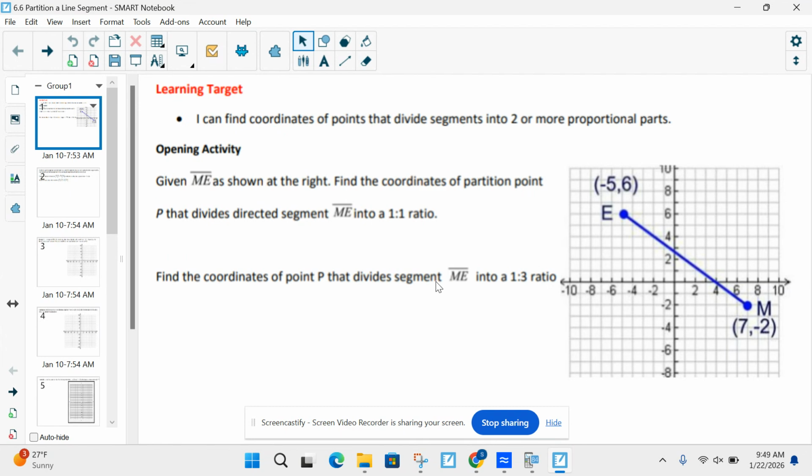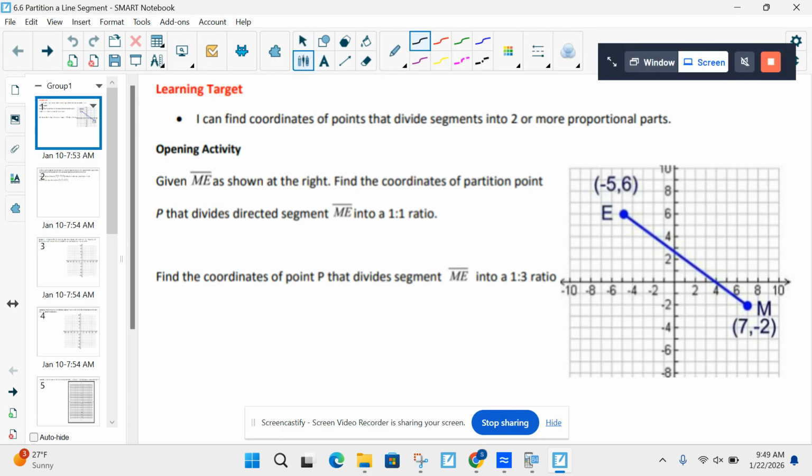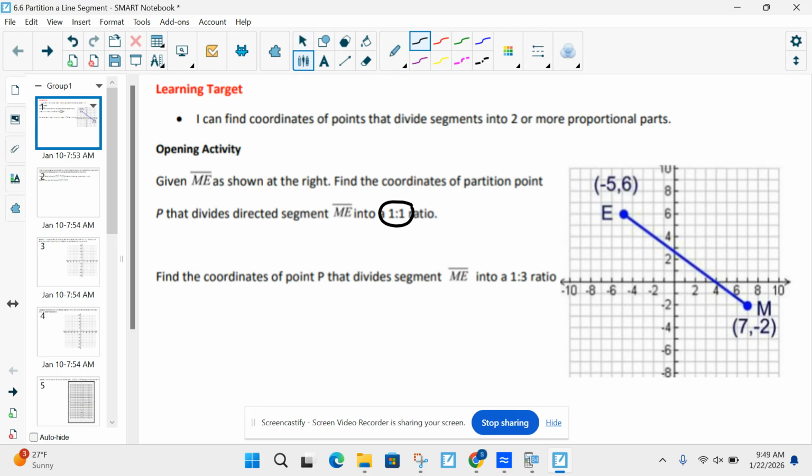So if it divides the segment into a ratio of 1 to 1, how many total parts are there? 2 parts. One even amount on both sides. What is it really asking for here, Gavin?